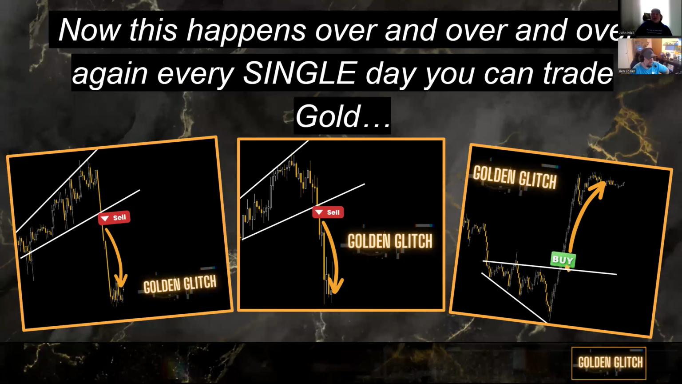Now, this happens over and over and over, and every single day you can trade gold. And isn't that incredible? That's three completely different trades, and look what they all did when they broke that. They all look the same. Boom. Sell, sell, buy. Look at that buy trade. That was a great looking trade there.